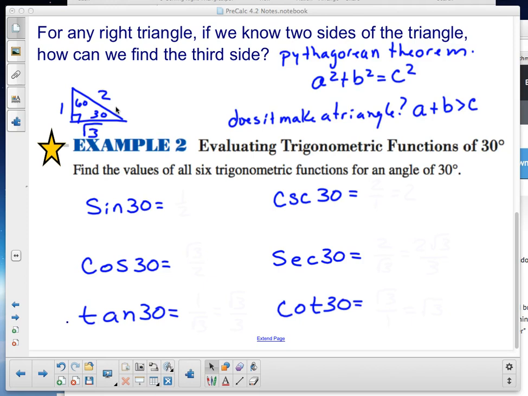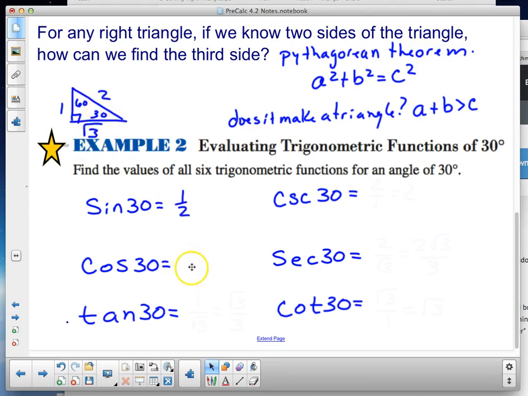Now we're evaluating the trig functions for 30 degrees. We're going to find the values of all 6 trig functions for a 30-degree angle. Just like I did before, sine of 30, opposite over hypotenuse, is a half. Cosine of 30, adjacent over hypotenuse, is the square root of 3 over 2. And the tangent of 30, which is opposite over adjacent, is 1 over the square root of 3, or the square root of 3 over 3 after I make it all nice and pretty and get rid of that square root on the bottom.